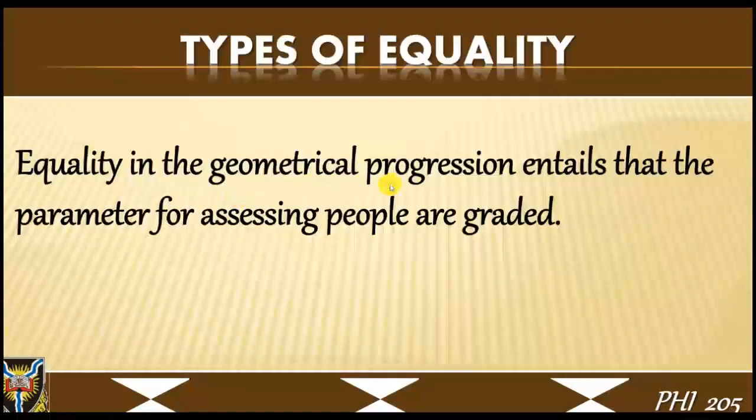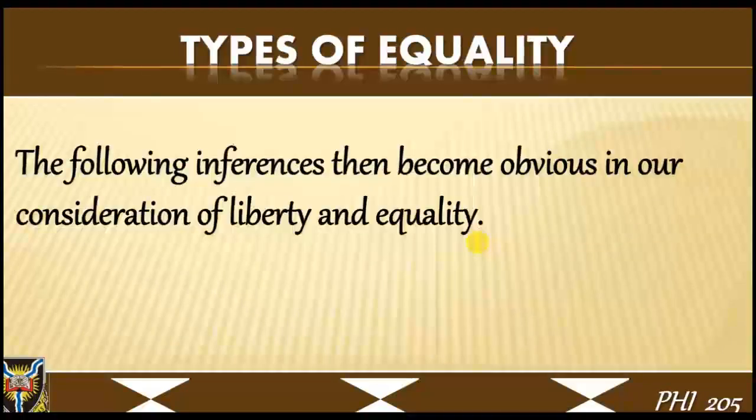Equality in the geometrical progression entails that the parameters for assessing people are graded. This means that people involved in any scheme are treated based on their circumstances and strengths, and this can be demonstrated through progressive taxation as different from flat rate taxation.